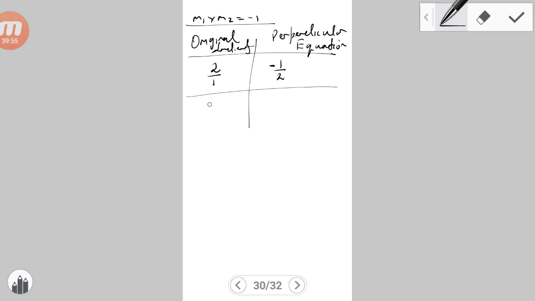Let's say hypothetically speaking we're working out and we got a gradient of minus 3. Then minus 3 is actually over 1. Inverting this will get 1/3. And obviously because 3 is negative, we end up with a positive. So that would be my perpendicular gradient here.